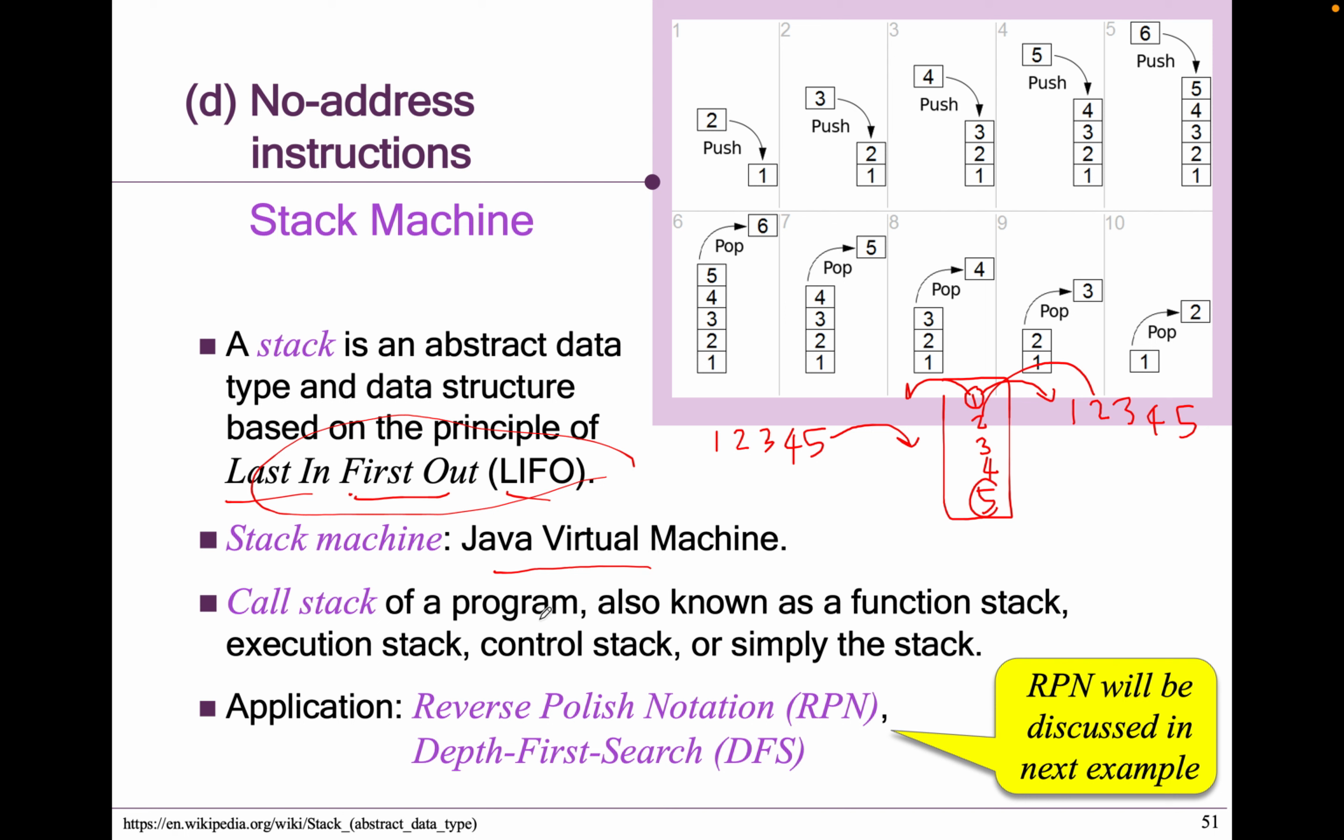Call stack, also known as a function stack, execute stack, control stack, or simply the stack. Applications of the stack include reverse. Under applications, we're going to look into RPN, which we will discuss later in the next example. Another one is depth first search.